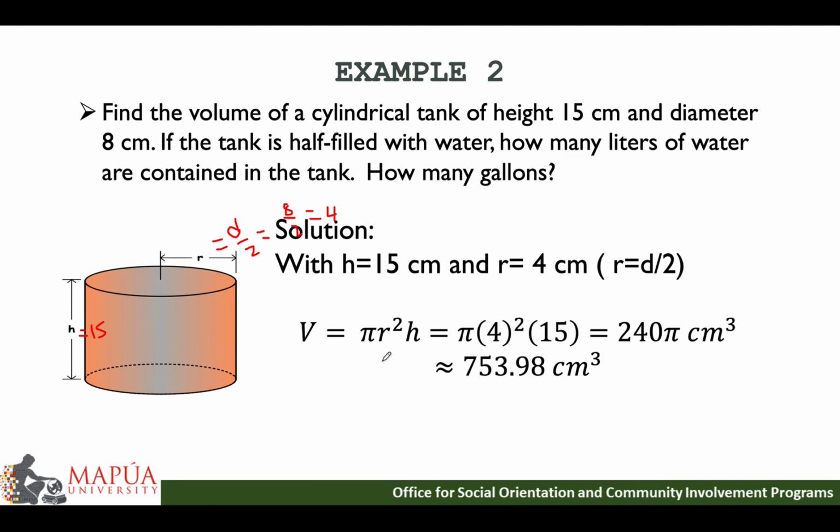Using the formula for the volume of a cylinder, which is pi r squared h, r is 4 raised to the power 2, multiplied by pi, multiplied by 15, will give you 240 pi cubic centimeters. Using the exact value of pi times 240 will give you 753.98 cubic centimeters. Okay, so we convert this to liters.